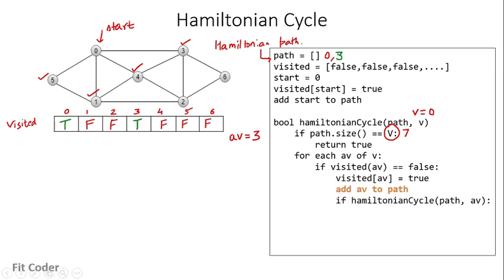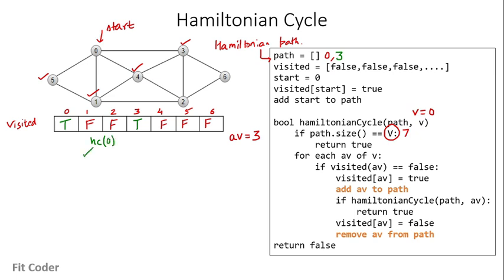And then we invoke Hamiltonian cycle for the vertex 3. So here we are recursively calling the Hamiltonian cycle function. So let's draw the recursion tree here. So first step was we invoked Hamiltonian cycle for vertex 0. From here we called Hamiltonian cycle for vertex 3. So V is 3 now.